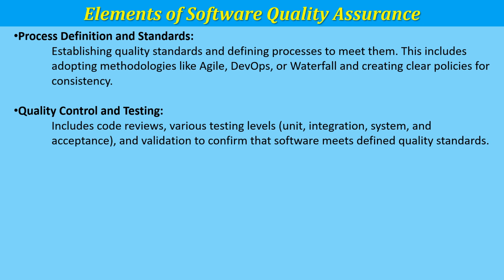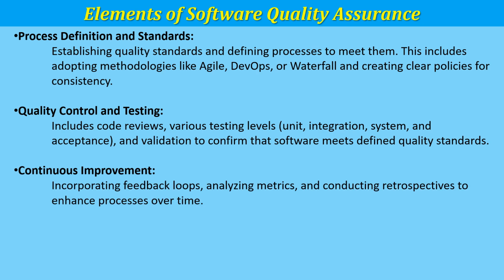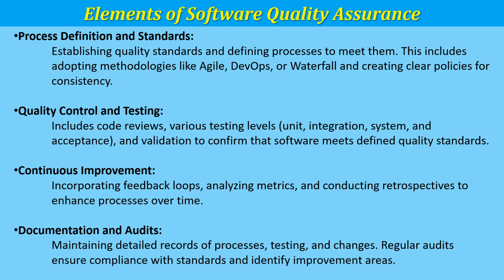Quality control and testing. Quality control identifies defects early, ensuring functionality and reliability before release. Testing provides assurance that the product performs as intended. Continuous improvement makes SQA a dynamic practice, allowing teams to adapt and refine their methods for better outcomes. Documentation and audits. Documentation ensures transparency and traceability, while audits verify adherence to standards and help uncover opportunities for process optimization.